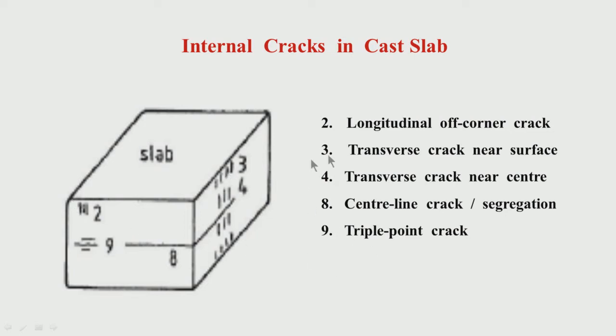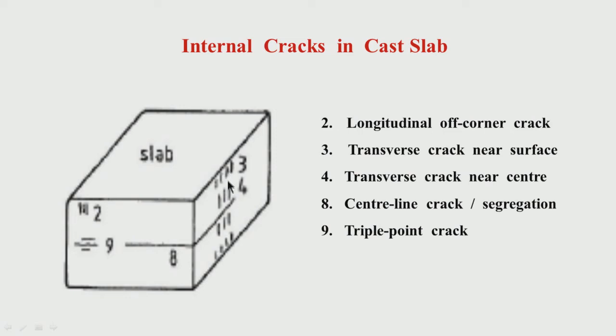If it is a longitudinal crack somewhere here, then we can call it a longitudinal corner crack. Now, then we can have a transverse crack near surface. So, these 3 locations are near the surface, but not exactly surface, subsurface, slightly internal locations. So, maybe we can call it a subsurface or near surface. These are transverse because directions are perpendicular to the longitudinal direction.